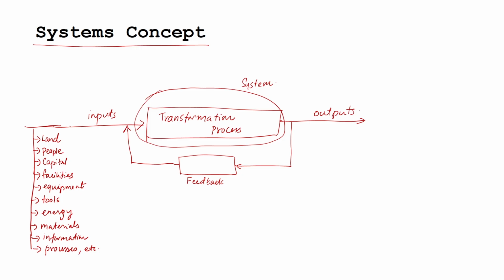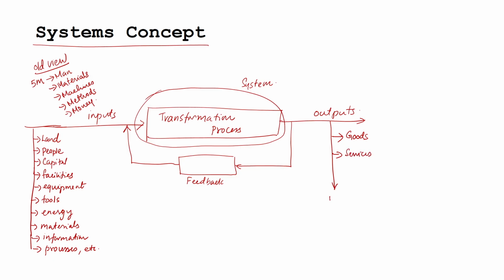Okay. In the old days we used to call this the old view. We used to have 5M, that was man, materials, machines, methods, and money. These used to be the 5 M's in older days, but now we have expanded the view and we have all those kinds of inputs at this point. And the outputs are typically either goods or services, or the other thing is waste. Okay. And the outputs go to what you call the customer or consumer. Okay. That is the logic behind this.